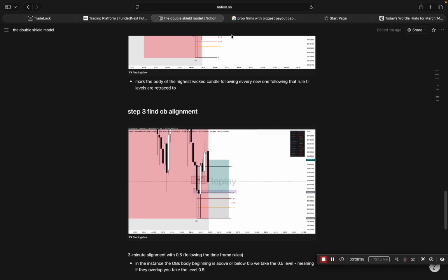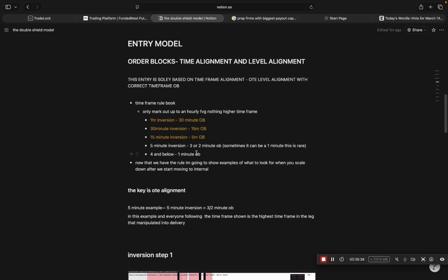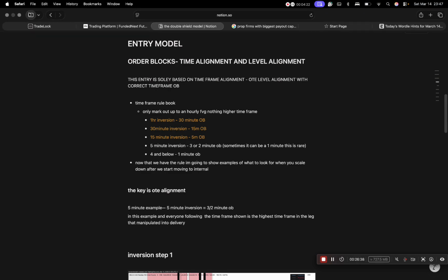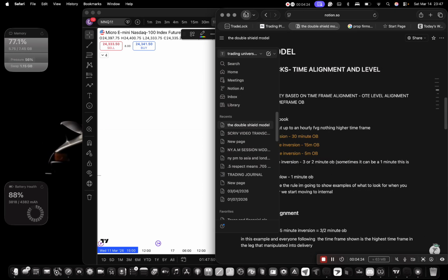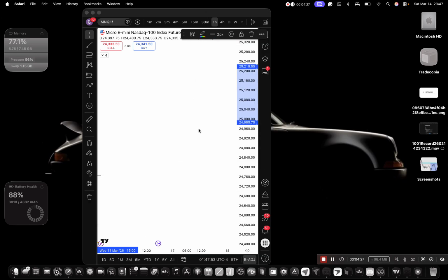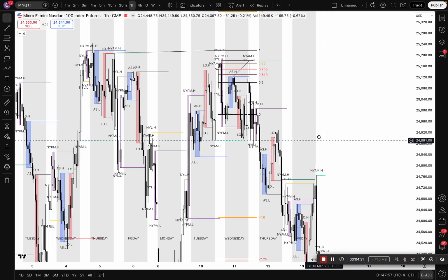Secondly, if we have a 4-minute or below, we're going to look for a 1-minute order block. If we have a 15-minute inversion, we're looking for a 5-minute order block. If there's a 30-minute inversion, we're looking for a 15-minute order block, and an hourly, and we're looking for a 30-minute, and that's where we're going to stop it. 4 hour, if we're following the same methodology, it's either going to be a 2 hour or 1 hour, but that's generally too high for my liking.